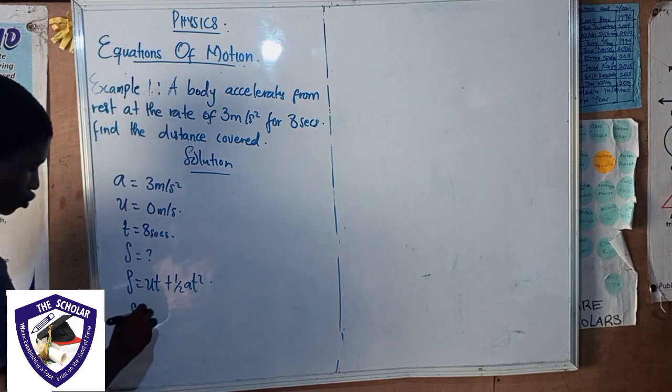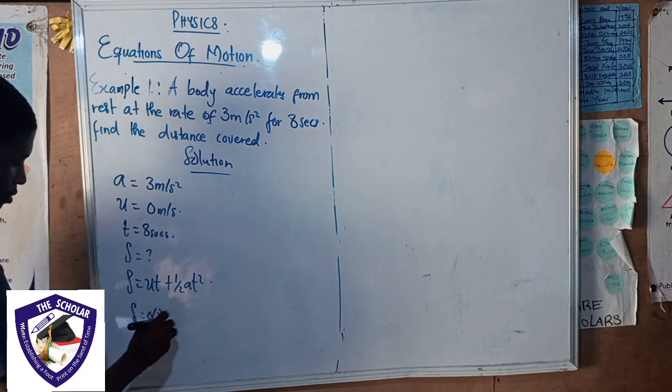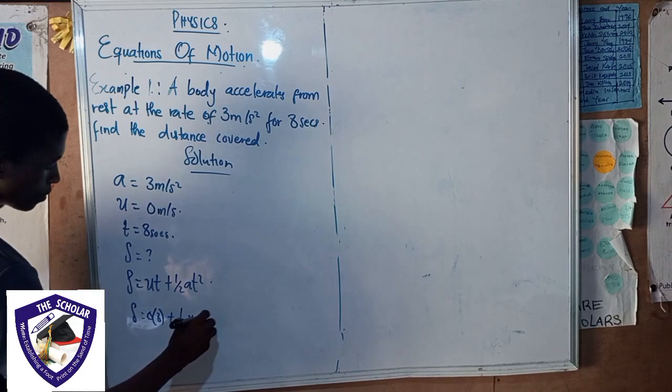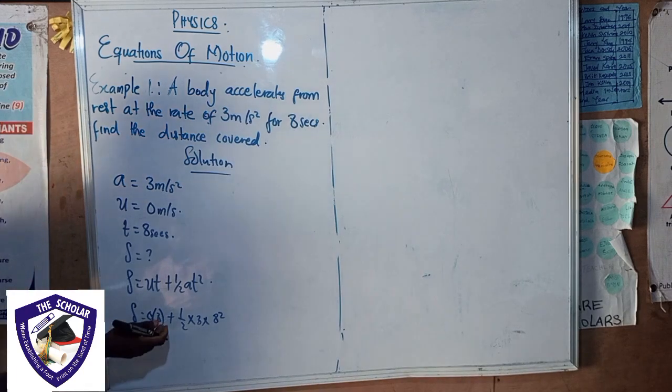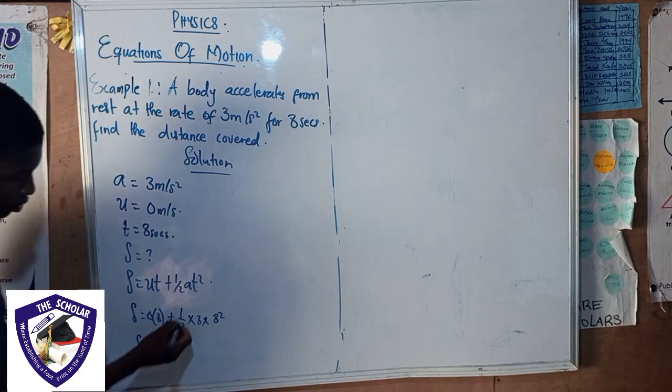So we have our s to be, what's my u? That is 0. So I have 0 times 8 plus half, what's my acceleration? That's 3 times t squared, that's 8 squared. 0 times 8 gives me my 0. So I have s equals half. That is what?